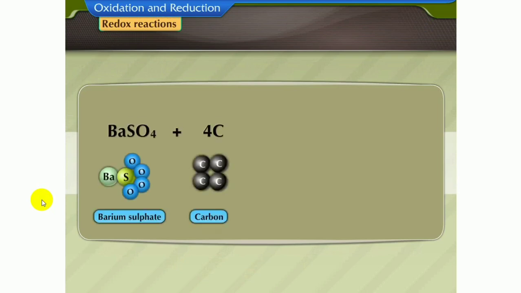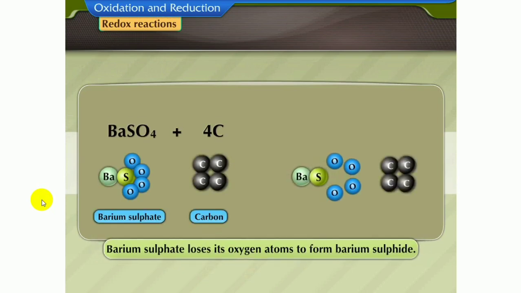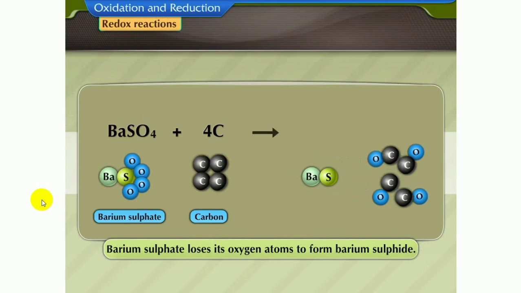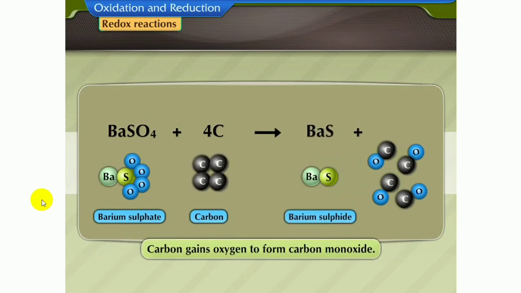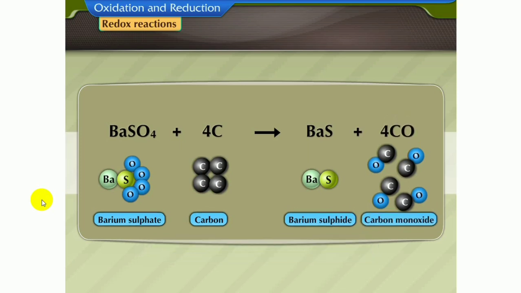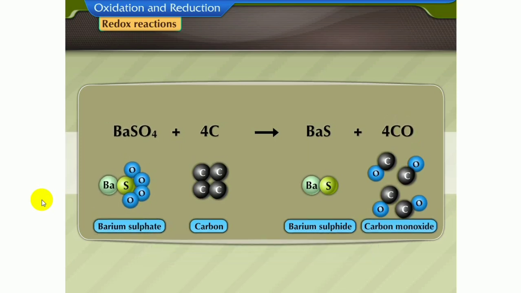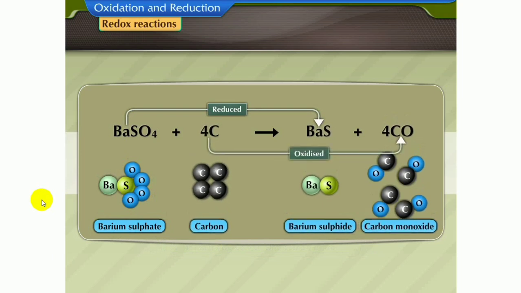Redox reactions. Let us consider some redox reactions. In a reaction between barium sulfate and carbon, barium sulfate loses its oxygen atoms to form barium sulfide and carbon gains oxygen to form carbon monoxide. In other words, barium sulfate is reduced to barium sulfide and carbon is oxidized to carbon monoxide.